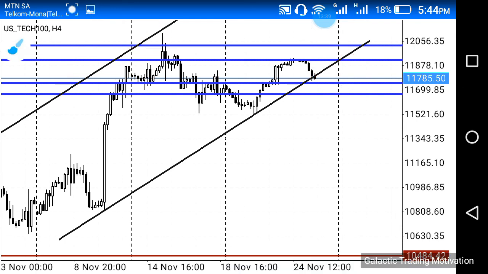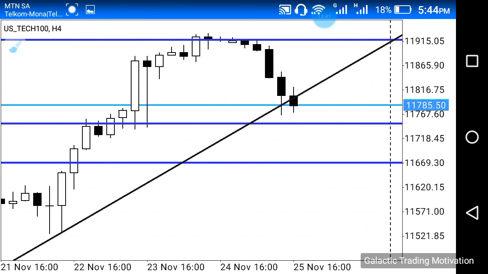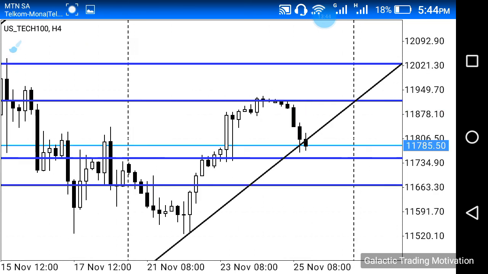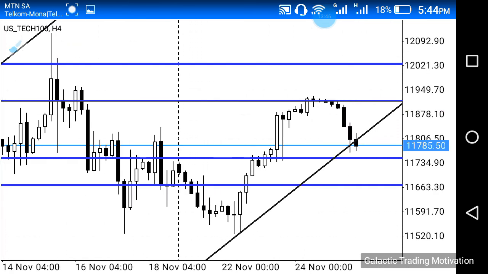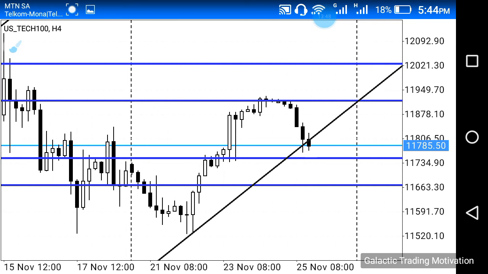But in as far as buying or selling opportunities go, at this point I don't see any buying or selling opportunities, and that is because the market at this point in time is very much mixed, and anything can happen at this point in time.